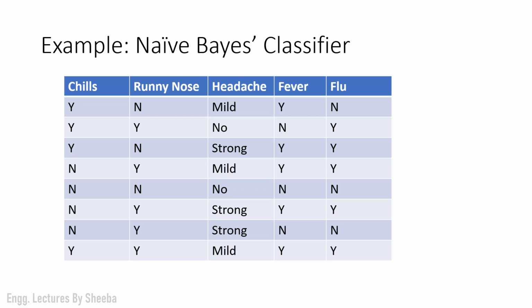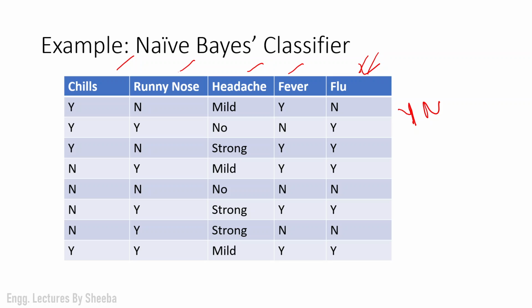So let us have an example here. The attributes are chills, runny nose, headache, fever, and the last column is flu. When you go through this last column, you can see the values are N, Y, Y. What we are trying to do is classify yes or no, so we can use this naive-Bayes classifier. So what is this flu, yes or no? We want to predict whether a particular person is having flu or not. If the person is having flu, then it is yes, otherwise no.